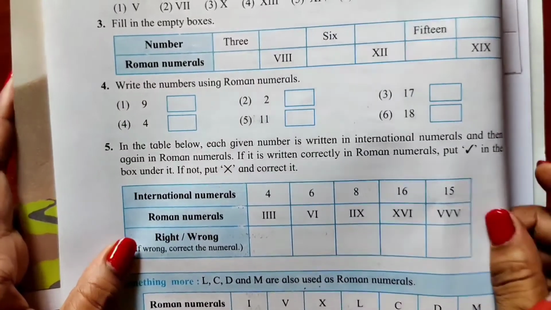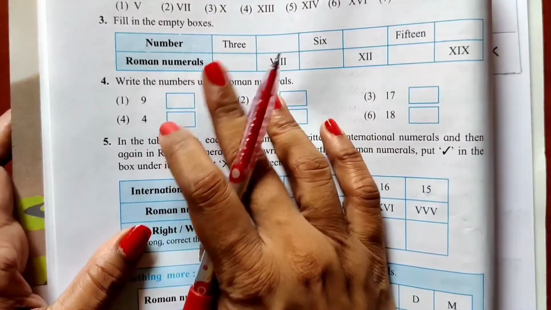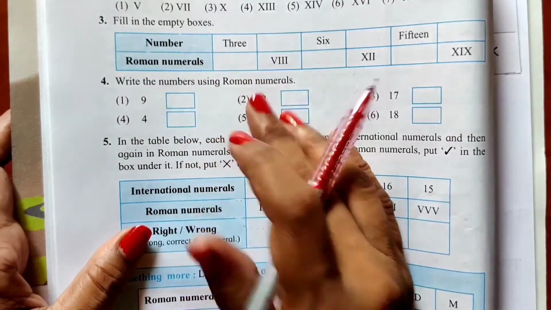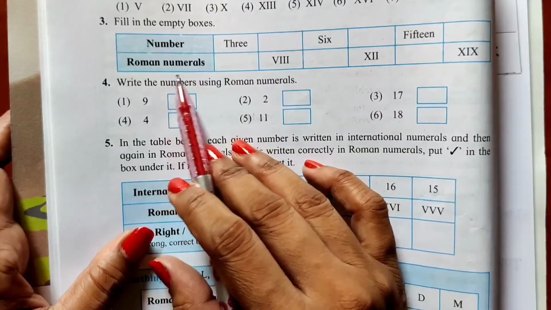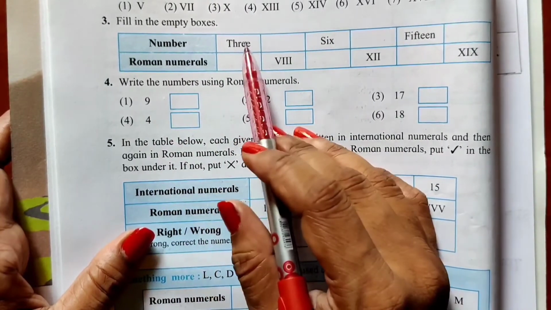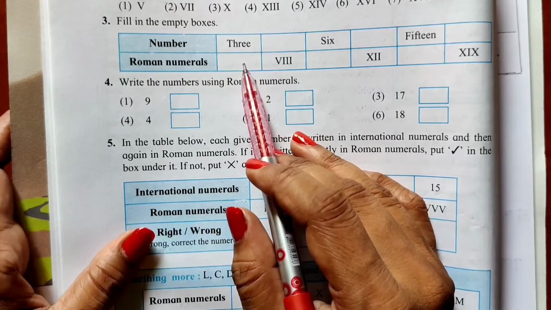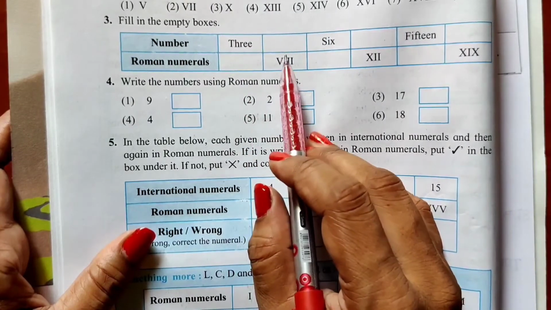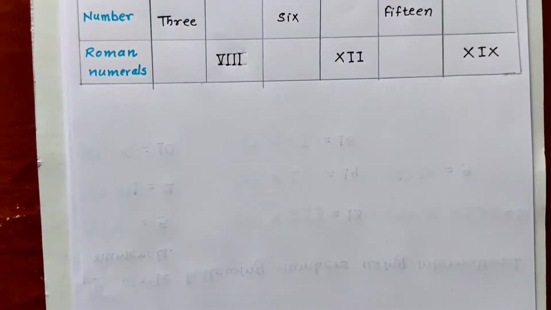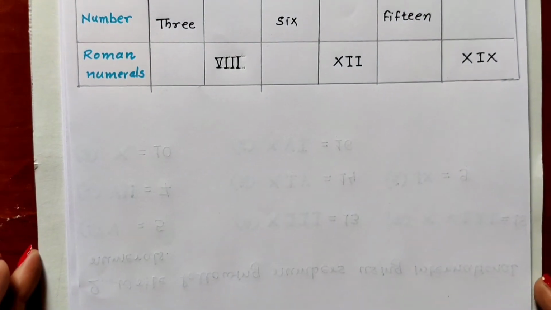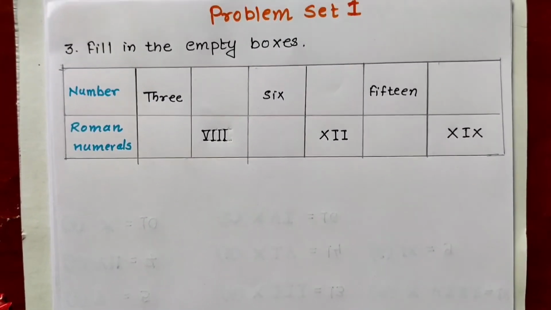Question number 3 is, fill in the empty boxes. We have been given the numbers in words and we have to write Roman numerals. When the number is given in words, we have to write Roman numerals, and when Roman numerals are given, we have to write the number in words. So let us write. I have written the question as it is on my page.